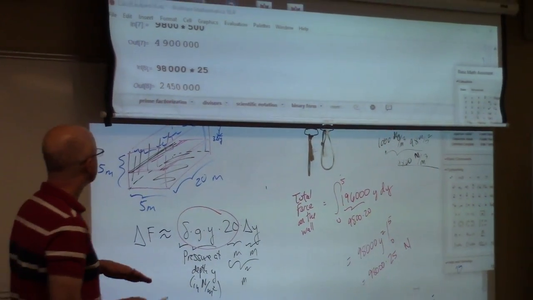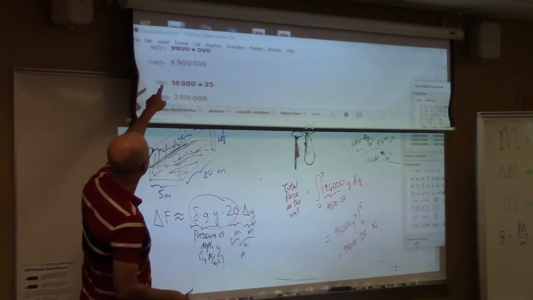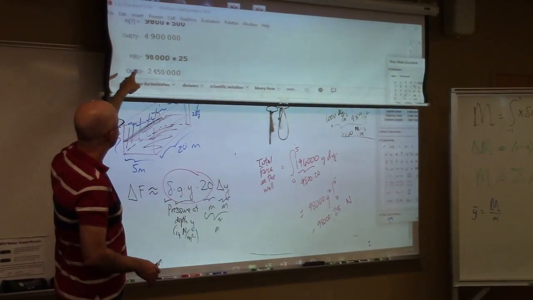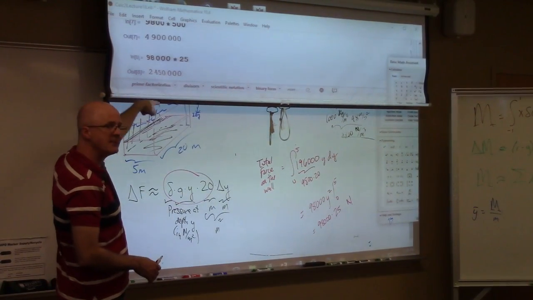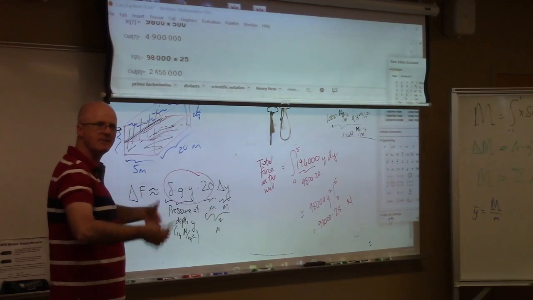Smaller than the total force on the bottom. What was the total force on the bottom? 4.9 million? Yeah. In fact, half as much, which makes some sense by the symmetry of it.